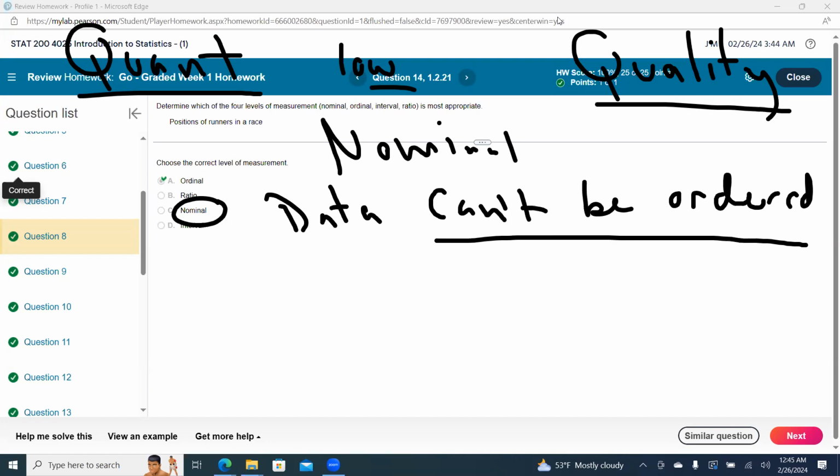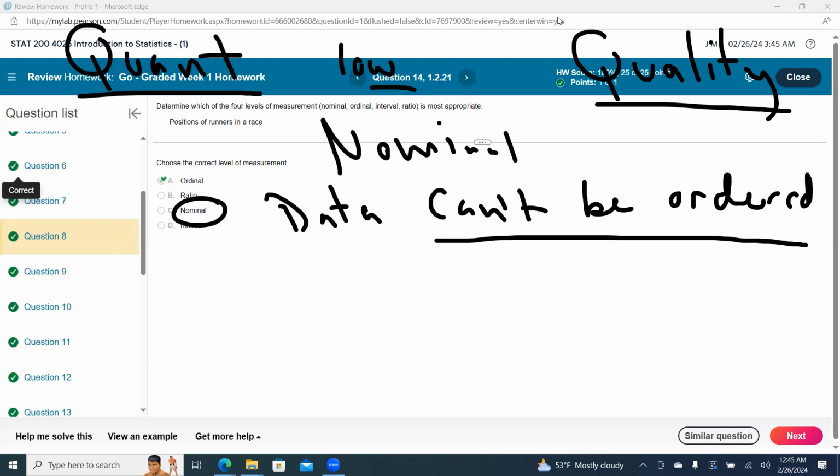Eye color cannot be ordered. You can list it any way that you want. If they're trying to rank something in some weird way, it's automatically ordinal, which we'll talk about next. If they take something and say, but for this study we can order it, then it's graduated up to a different level of measurement. But any data that cannot be ordered is going to be nominal data.